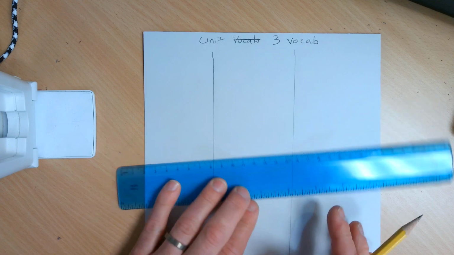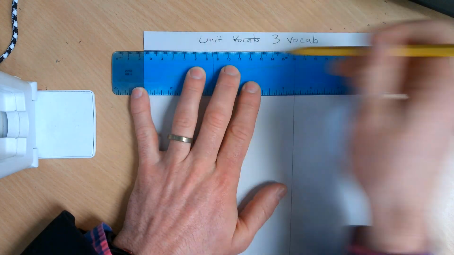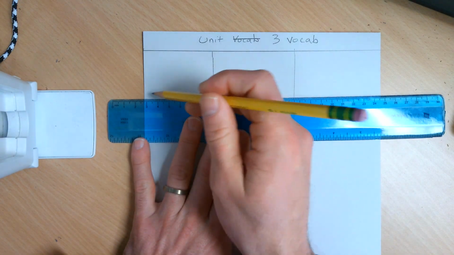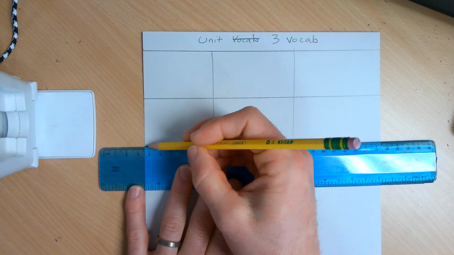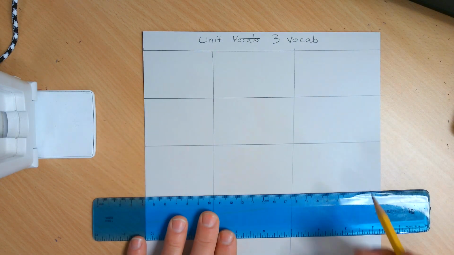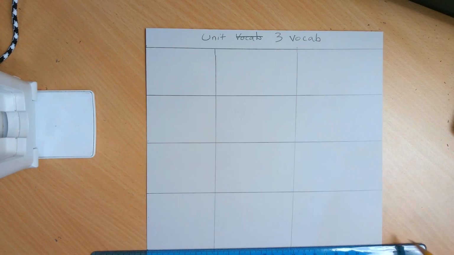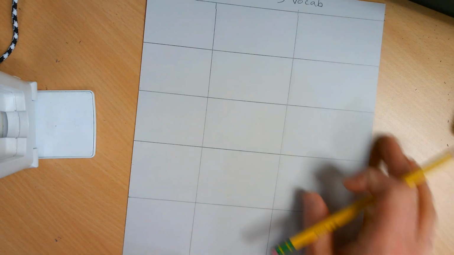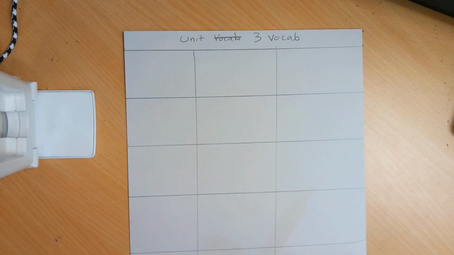So what you're gonna do is make these boxes. How many boxes do you need? 5 rows, 3 columns. That's 15. 15 boxes. Okay, this last box is bigger than all the rest, but that's alright. Here we go.